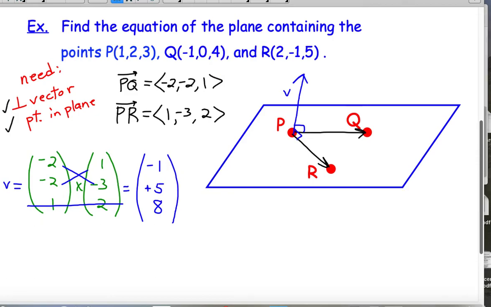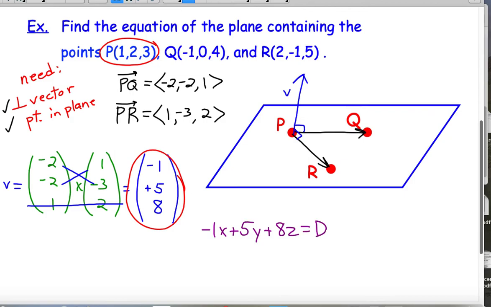So now I've got everything that I need. I need a perpendicular vector. I got that. And I need a point. I have a plethora of points. Just pick one of them. I'll pick that one. All right, so this -1, 5, 8, those are the coefficients of x, y, z in the equation of my plane. So it's going to be, let's write it over here on this side. How about -1x plus 5y plus 8z equals d. And then I'll plug in the point 1, 2, 3 for x, y, and z.